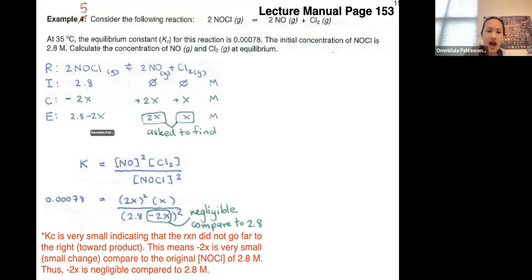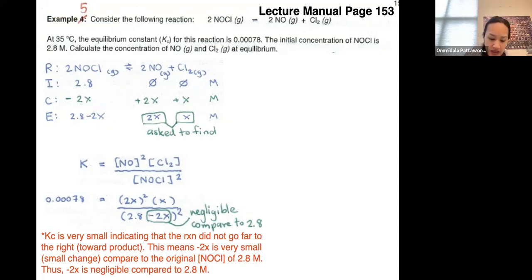It's similar to if you have $2.8 million. Okay, you lost $2. It doesn't matter, right? You lost $2 out of 2.8 million. So that means $2 in comparison to 2.8 million is negligible. Okay, does that make sense?